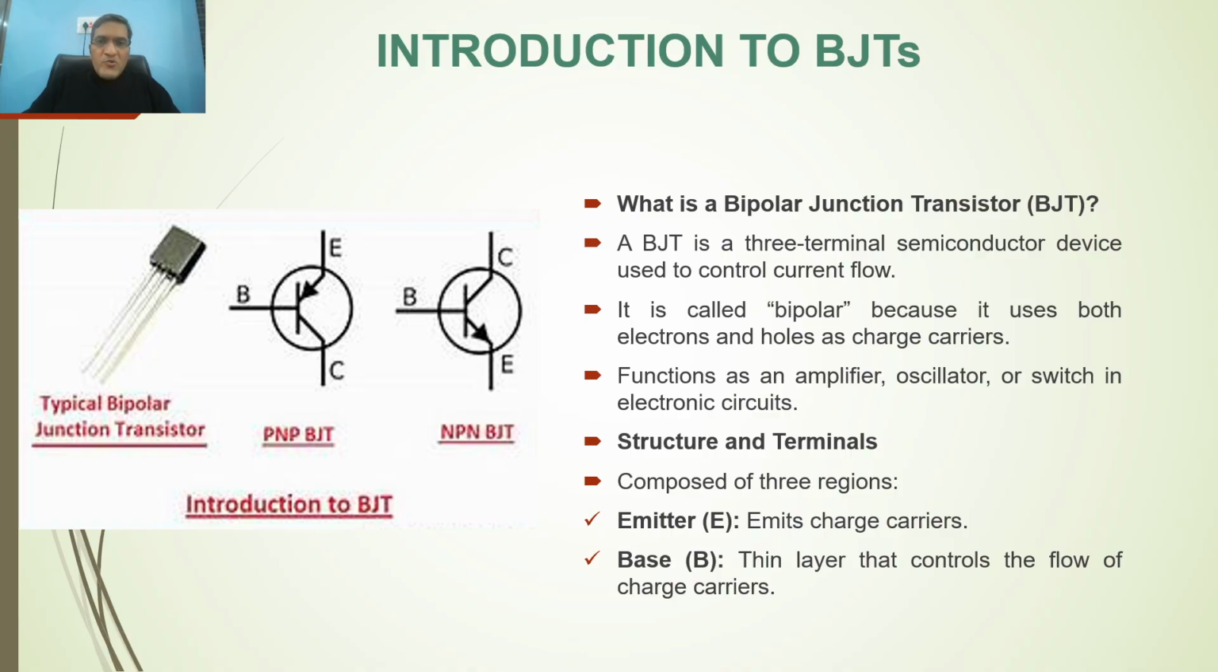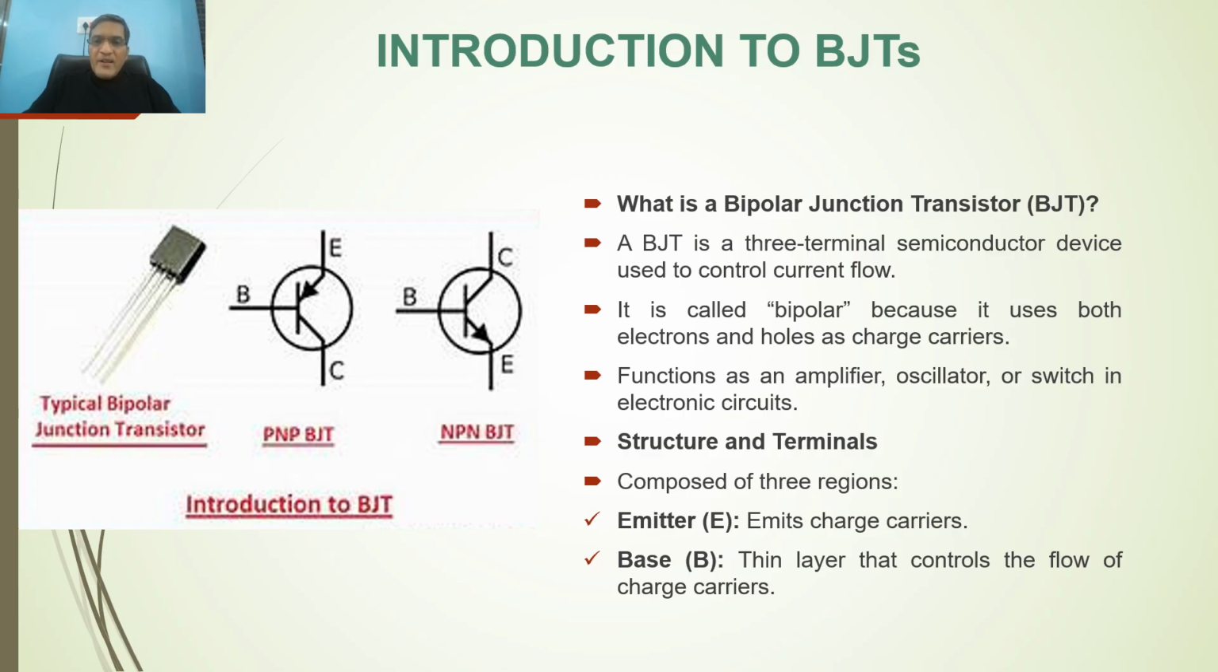This slide is an introduction to BJT. BJT means bipolar junction transistor. As its name indicates, bipolar means current is conducted by both types of charge carrier, electrons as well as holes. So next, the first point is: what is a bipolar junction transistor? We have to define it in a very simple manner.